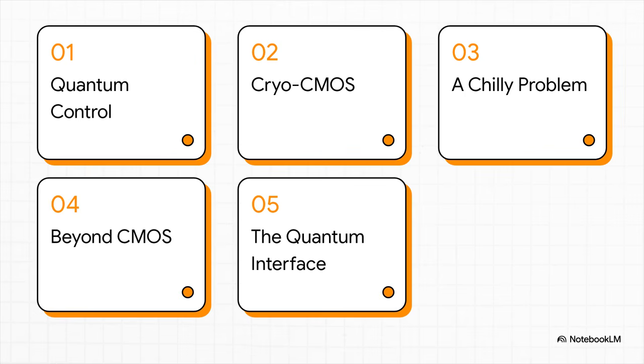All right, here's the plan. First, we're going to tackle the main problem. How do you even control a qubit? Then we'll get into the really cool part, the unexpected performance boosts that pop up when you push CMOS to its cryogenic limits, and of course, the hidden problems that come with it. We'll also meet a very special kind of transistor that acts as our quantum translator. And finally, we'll put all the pieces together and see what it takes to build a full quantum interface.